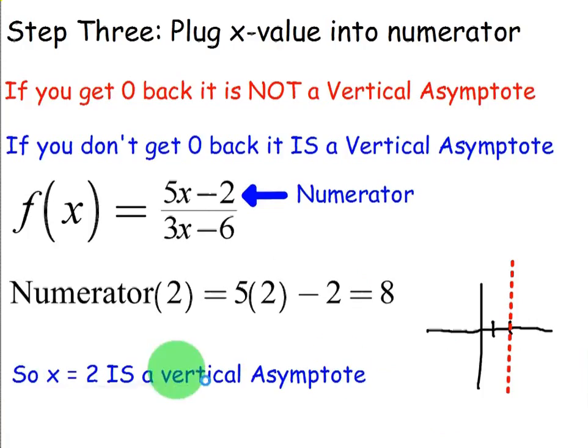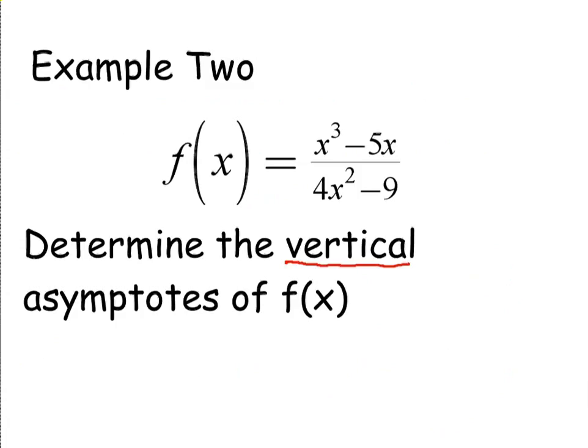So again, there's going to be a vertical asymptote at x equals 2. You need these rings? Wait, that's the end of it? That's all we have to do? That's all you have to do. That's like the easiest part in the whole thing.